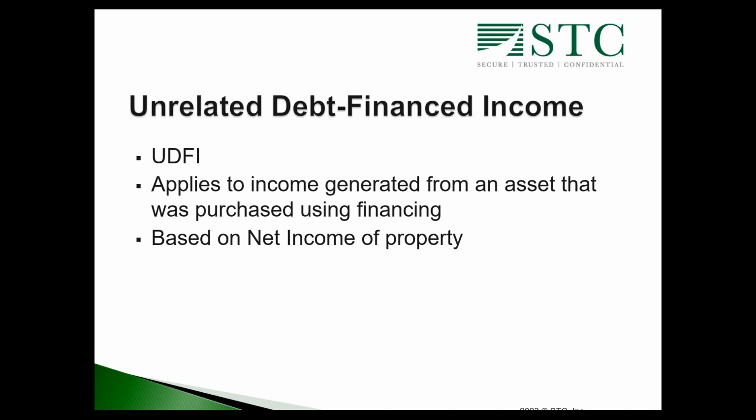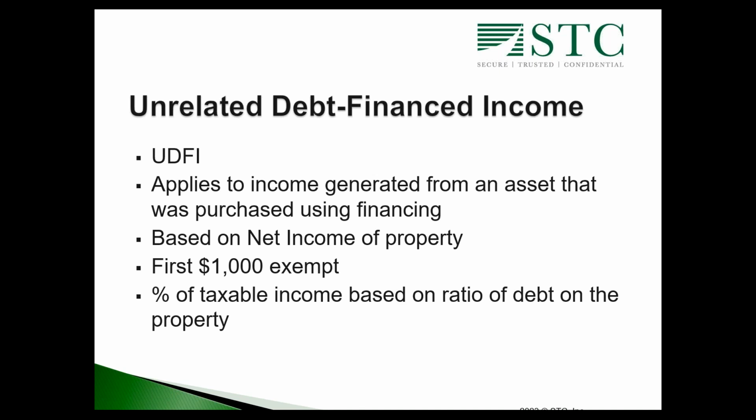And it's based on any income that that property earns. So if it's a rental property, rental income. It is based on the net income of the property. So you can deduct all of the expenses related to the property from the earnings to calculate what you're going to have to pay taxes on. The first $1,000 of the net income is exempt from the tax. Then the tax is calculated based on the percentage of what's left after that $1,000. The amount of that is taxable is based on the ratio of debt on the property.